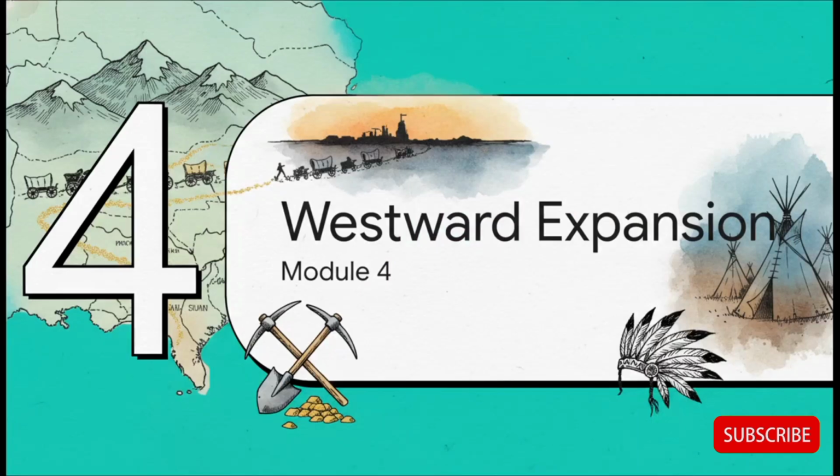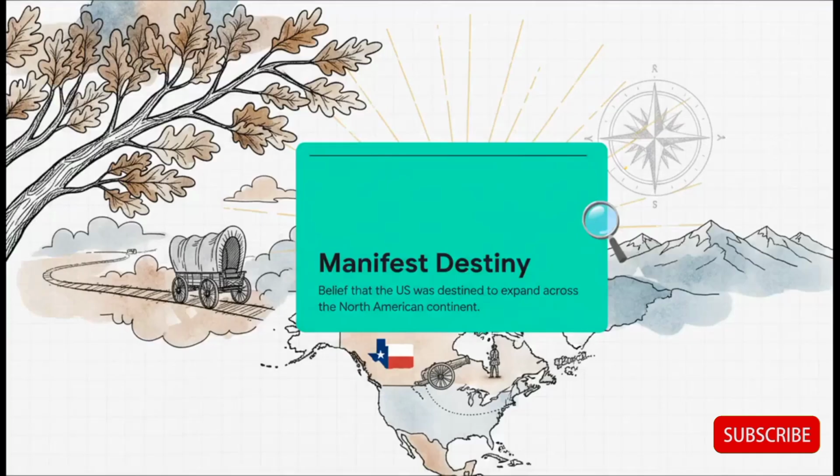Module 4. Westward Expansion. This entire 19th century era was defined by explosive population growth, massive land grabs, and this huge driving ideology known as manifest destiny. This was the deeply held belief that the United States was unquestionably, perhaps even divinely destined to expand its agrarian values and its territory from the Atlantic straight across to the Pacific. This idea spread like wildfire.